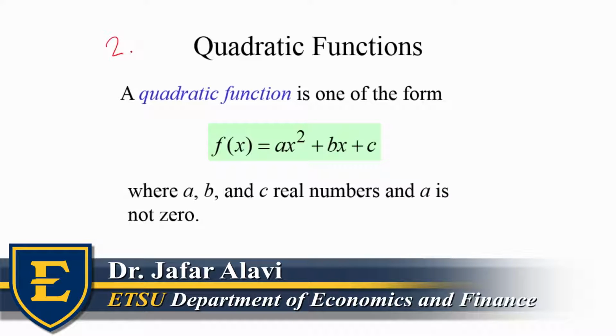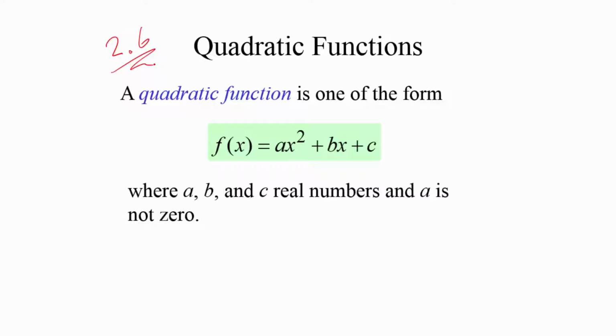Okay, section 2.6, quadratic functions. A quadratic function is one in the form of f of x equals ax squared plus bx plus c, where a, b, and c are real numbers, and a is not 0. Again, if a is 0, then 0 times x squared would be 0, and this would be a linear function and not a quadratic function. So a cannot be 0. By the same token, b and c can be 0, no problem with them being 0, but a cannot be 0. So you have this quadratic expression for the function.